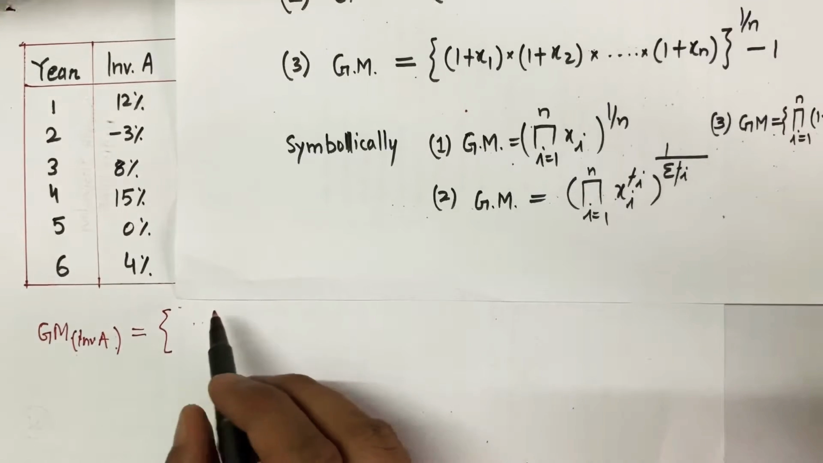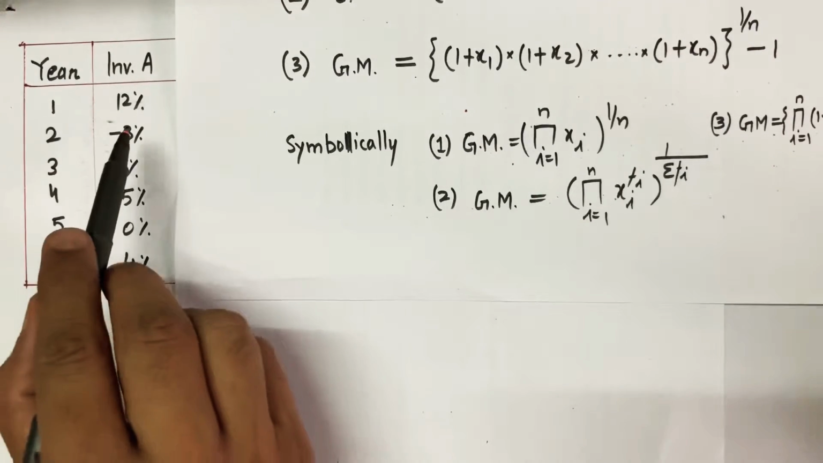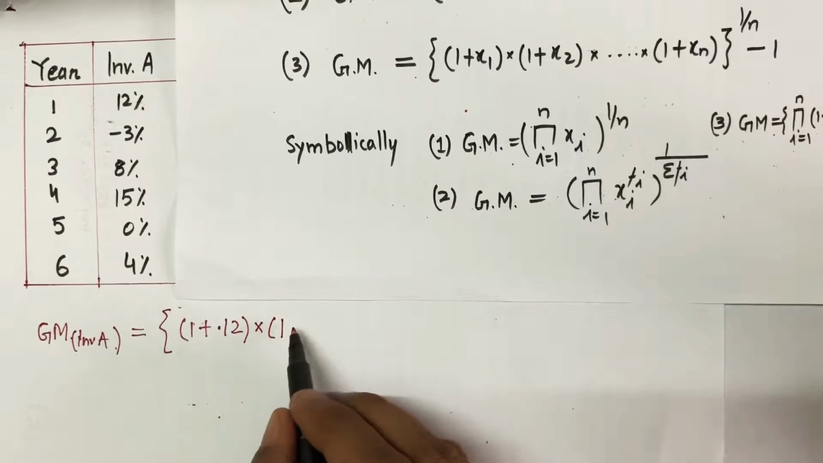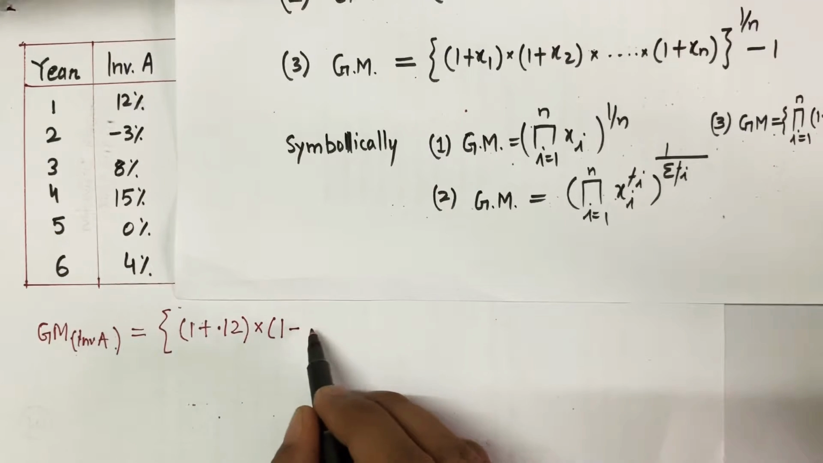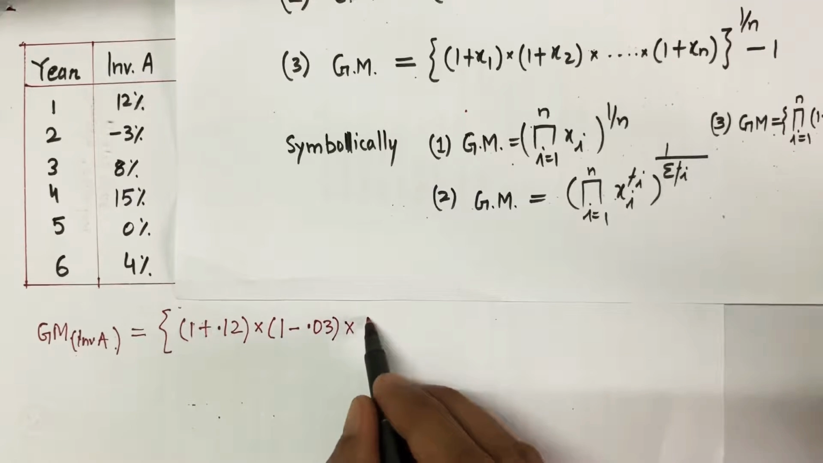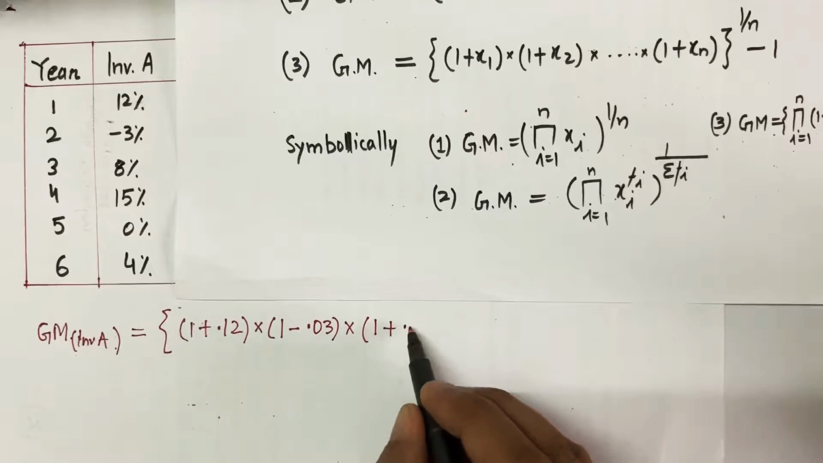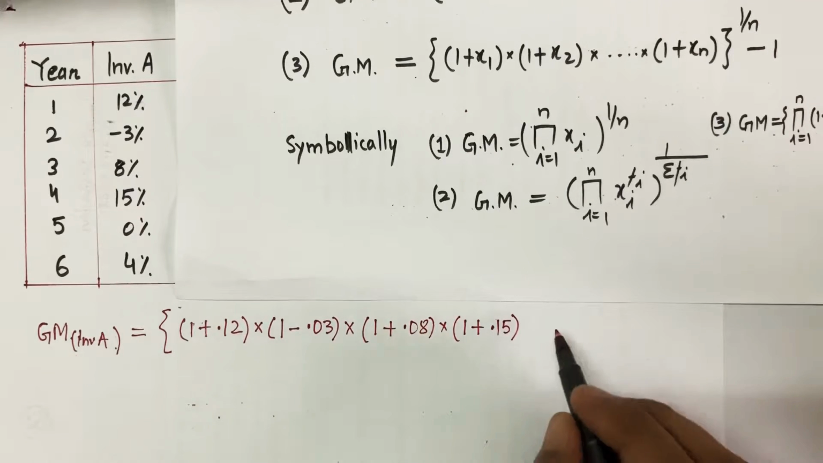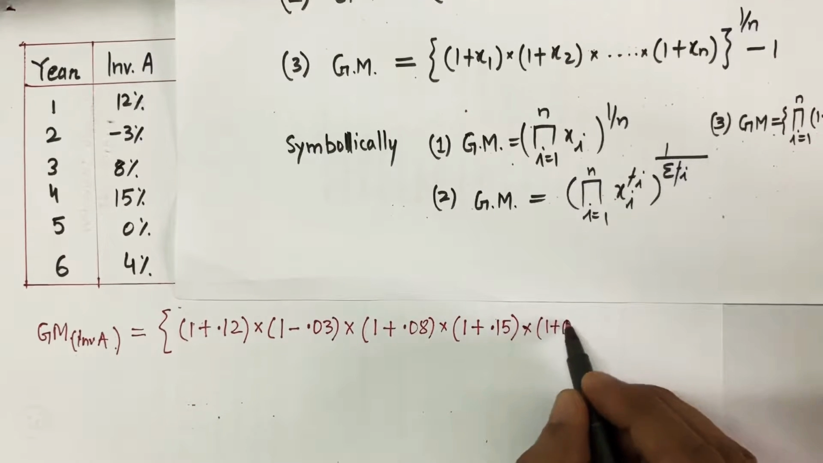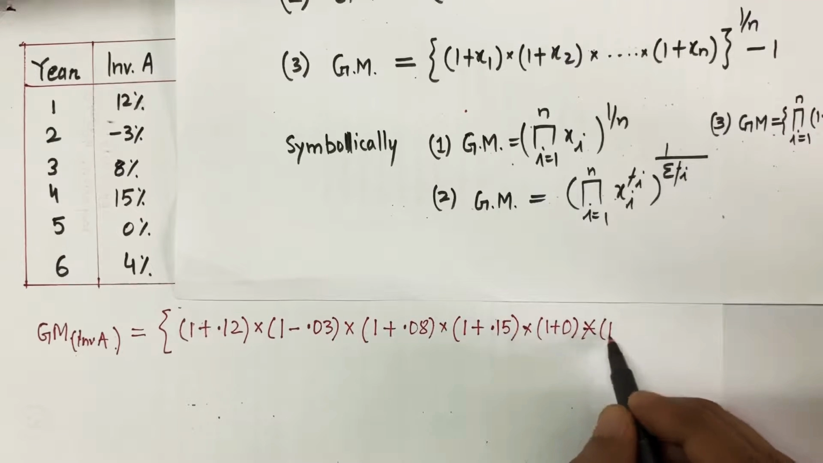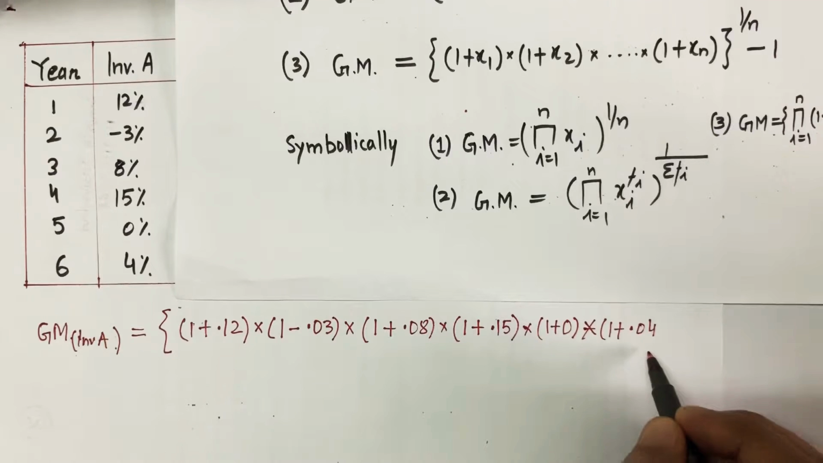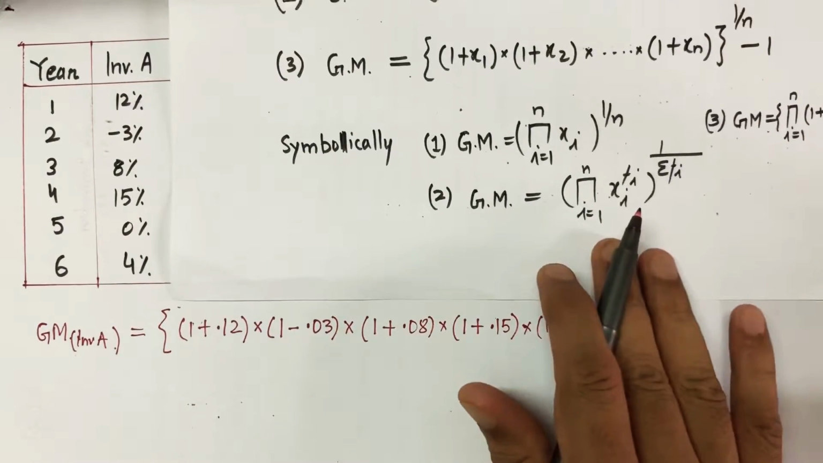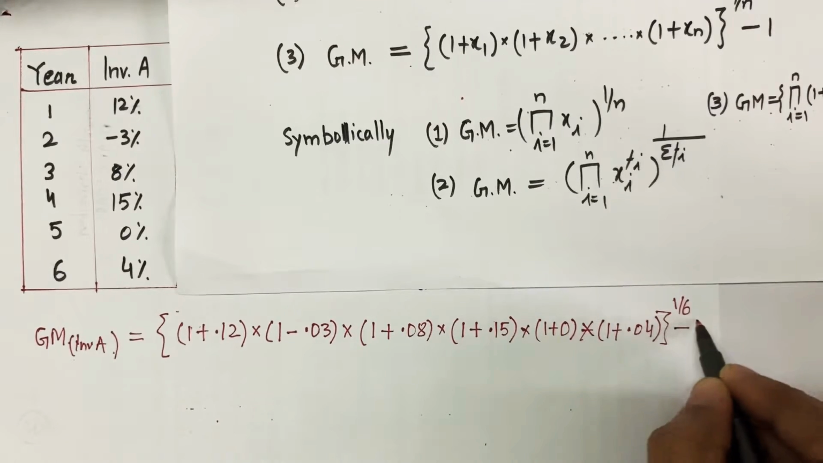So let's see how the formula goes. It is 1 plus x1. Now what is x1? It's 12%, so I'm going to write it as 0.12, times 1 plus -3%, which gets converted into -0.03, times 1 plus 8% is 0.08, times 1 plus 15% is 0.15, times 1 plus 0% is 0, times 1 plus 4% is 0.04, and that is supposed to be raised to the power of 1 by n. Since there are in total 6 items, I'm going to raise to the power 1 by 6, minus 1 at the end.